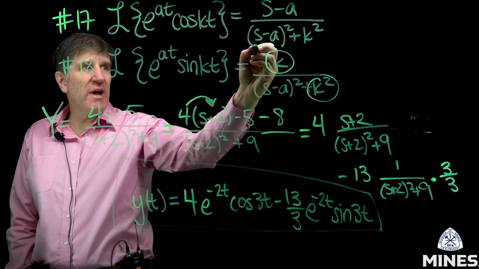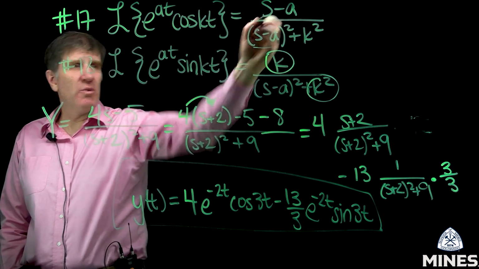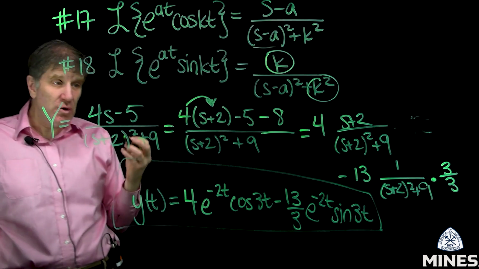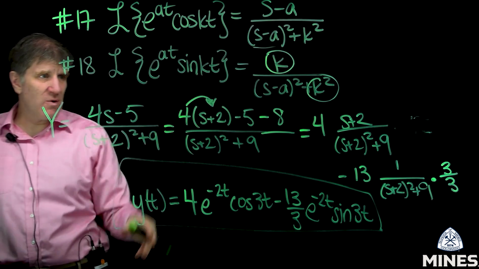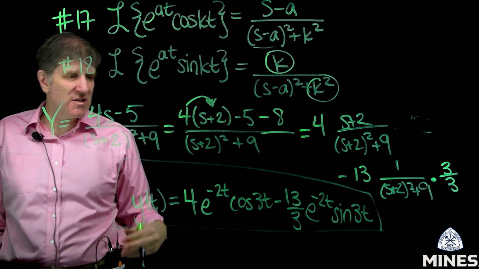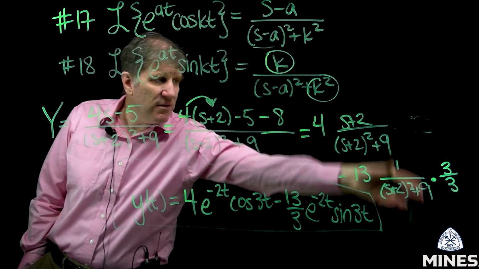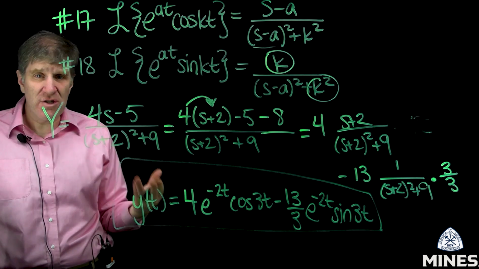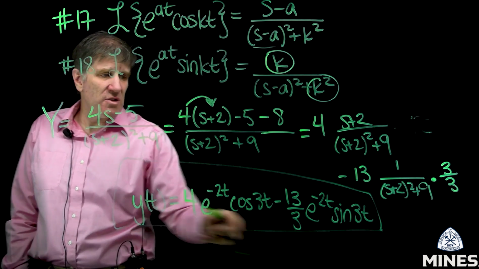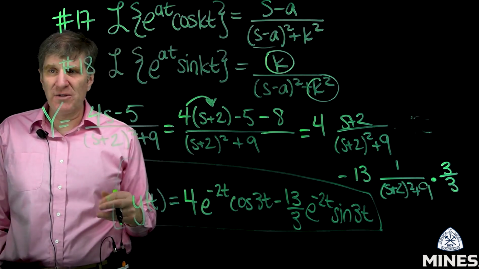And we use it when we have the s minus a in the denominator and we need a similar s minus a in the numerator. We add and subtract the same quantity. It doesn't change the quantity, but it changes how it looks. We multiply and divide by the same quantity. Again, doesn't change the quantity, but it changes how it looks so that everything fits the table and we can get the right inverse.